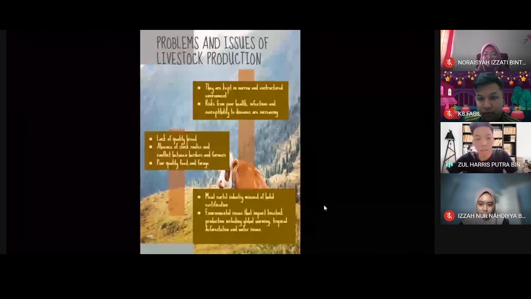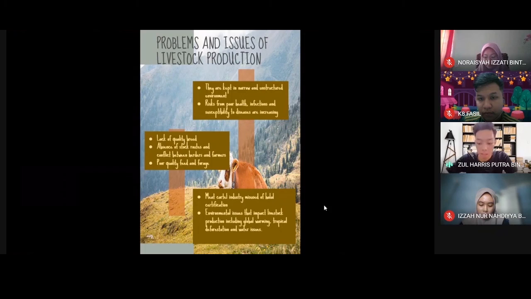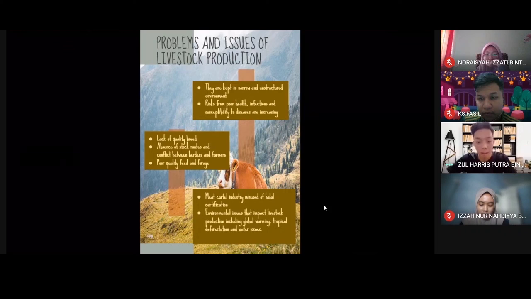Right, for the next problems and issues of livestock production, as we know, recently there was a forgery of halal certificates by the local meat cartel, and this shows that the meat cartel industry misuses halal certification. And then the next problem is environmental issues that impact livestock production, including global warming, tropical deforestation, and water issues.